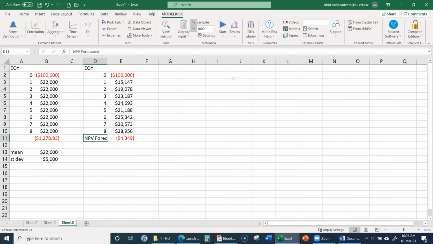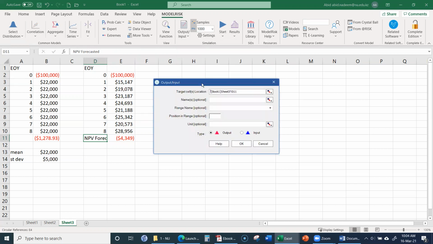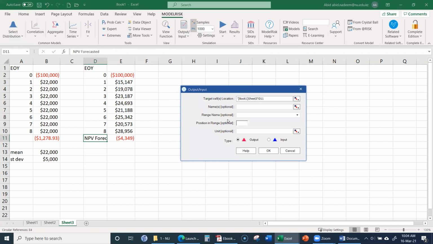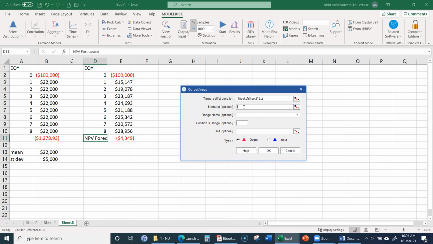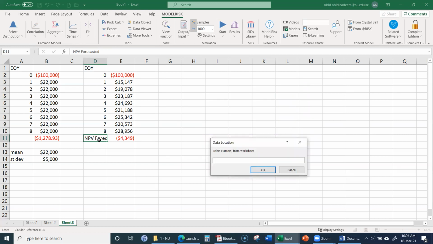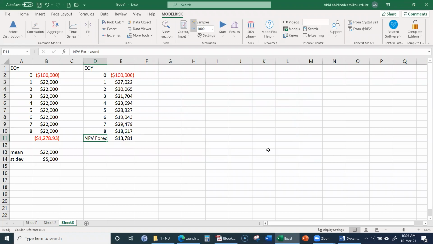But here the real benefit of this software comes. Now after you have selected this distribution, the next step is to select the output value. We have to mark the output first. Our output is in this cell, so I will select this cell as the output. And then there's an optional output for the name of the output. So that is the net present value forecasted, and this is the output. This we have to identify, and then I will click OK.